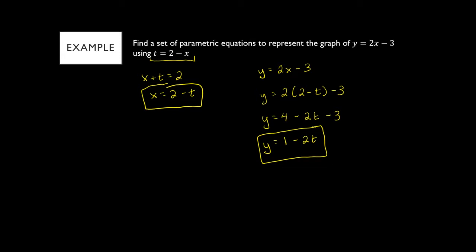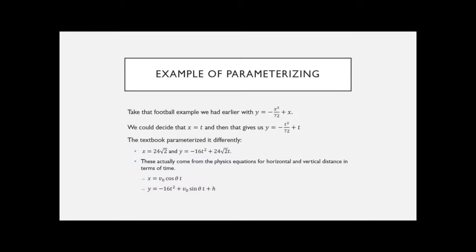Now I mentioned that there's many different ways that you can do this. So if we go back to that football example, you could just say, okay, I'm going to replace x with t, and then you're done. You have x equals t, and then you get your second equation where you just changed everything to t. And that's a perfectly valid way to parameterize that.